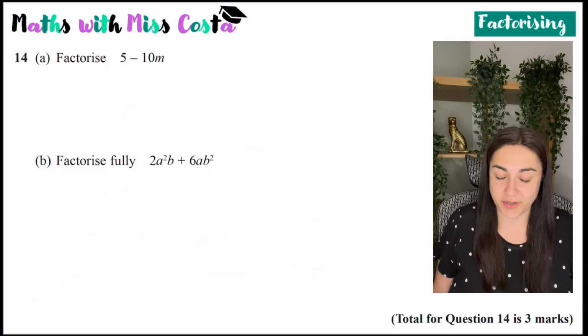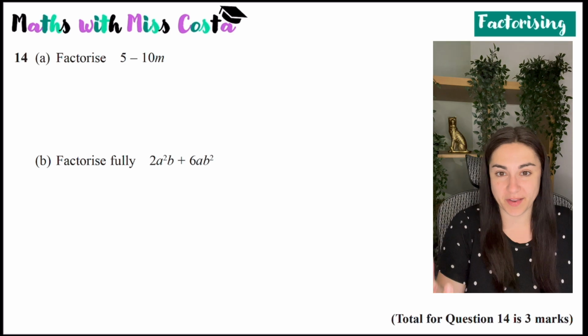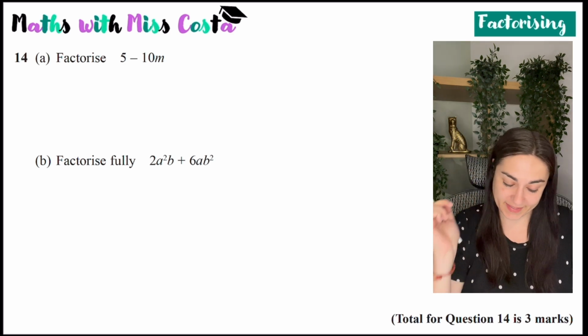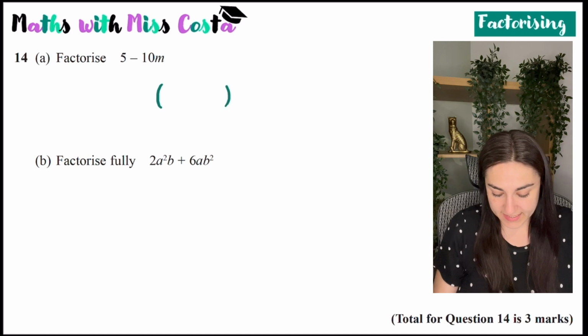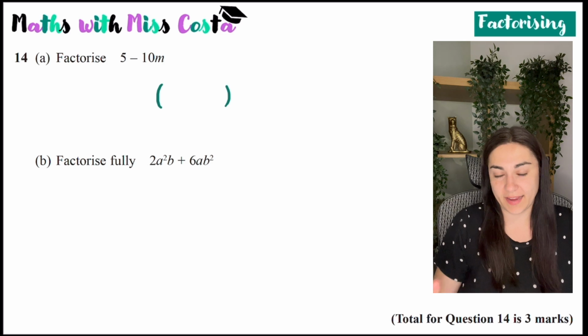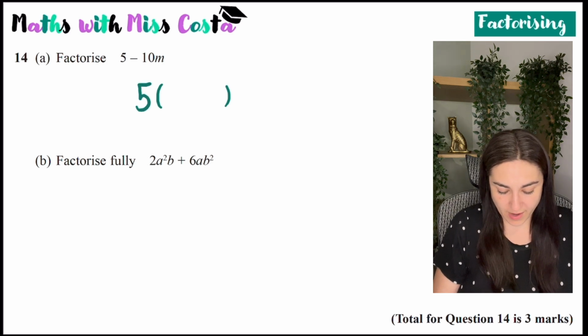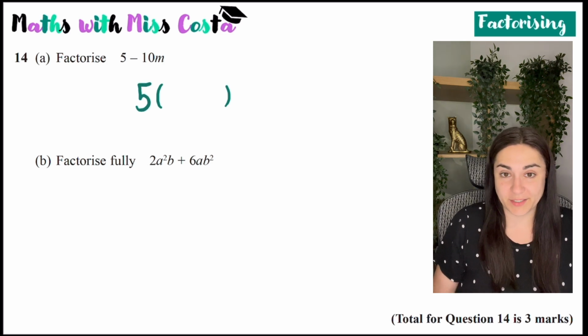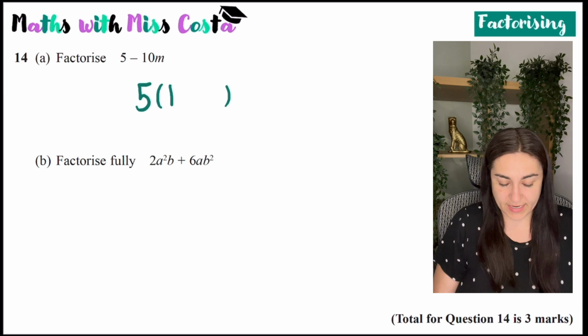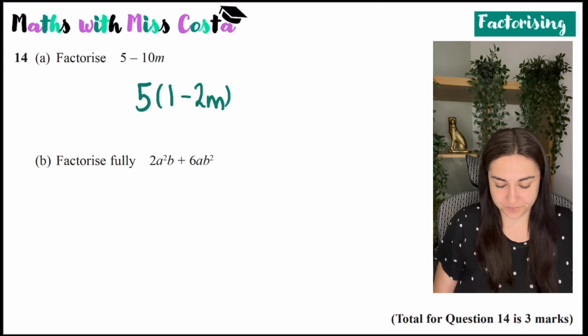I need to factorize. So factorize means pull out the largest factor and take it outside the bracket. So I know I'm going to put this into brackets. And I want to think to myself, what's the largest number that multiplies into 5 and minus 10? So 5 would be the largest number that multiplies into both of them. And then 5 times by what gives me 5, or 5 times by 1. And 5 times by what gives me negative 10, that would be minus 2m.